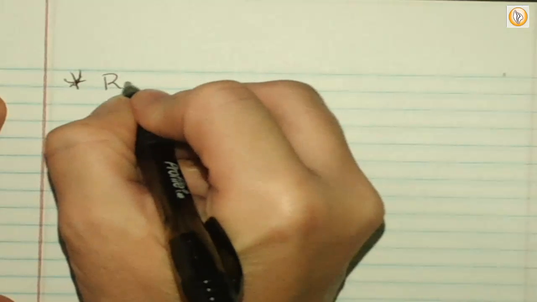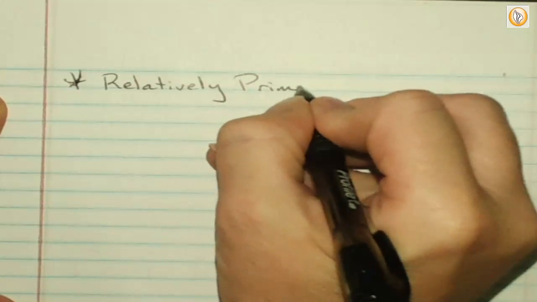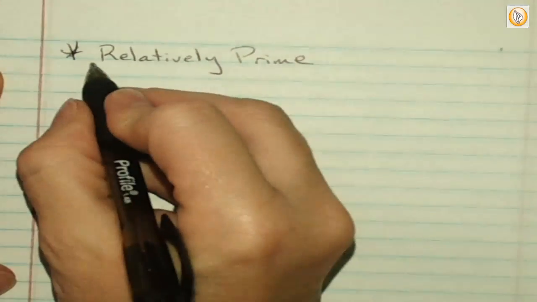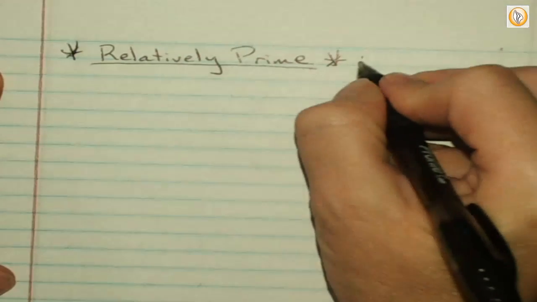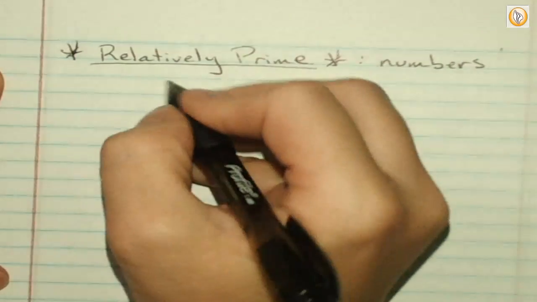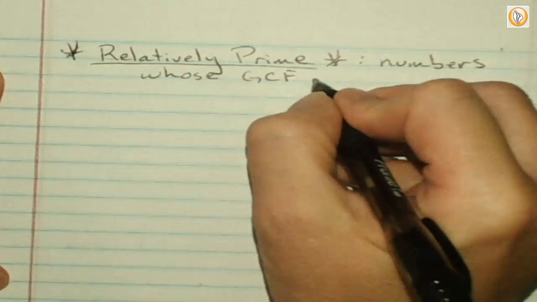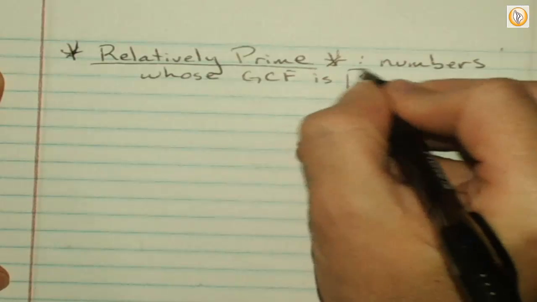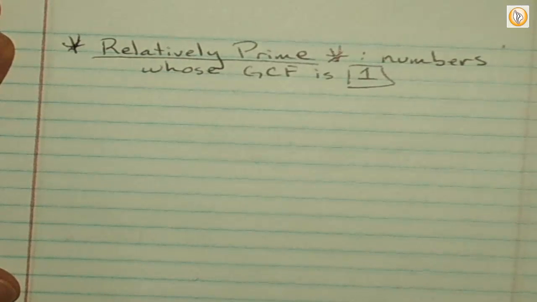Relatively prime. The sixth graders just did this the other day, he was telling me, and they were freaking out. They were like, what does relatively prime mean? Basically, it's numbers whose GCF is 1. So if they don't have anything in common, then they're considered relatively prime.